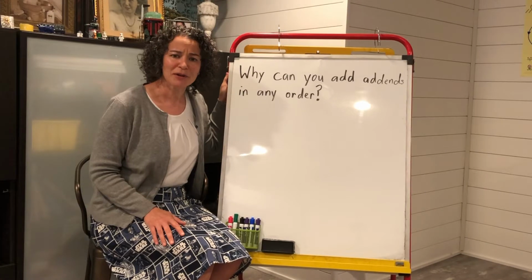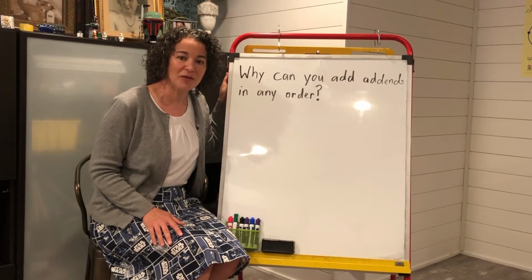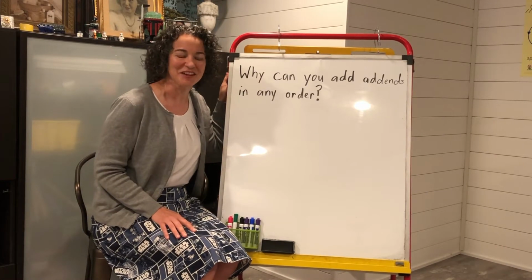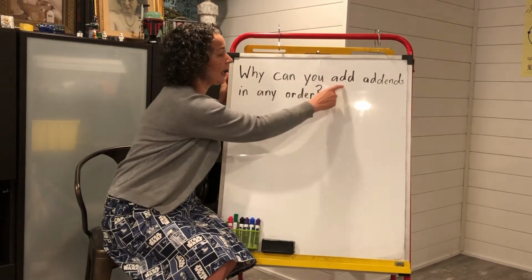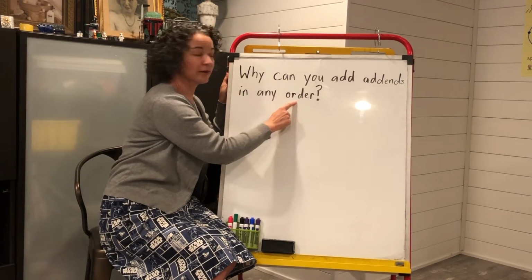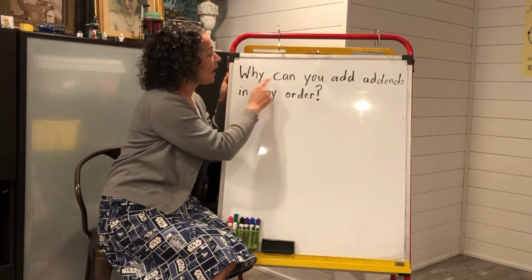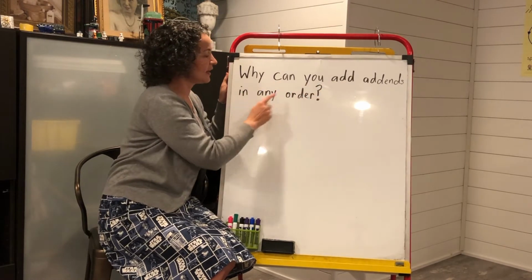We're going to be working on adding with changing the order of the addends. Let's get started. All right, my friends, let me read the essential question by myself the first time and you read it with me the second time. Why can you add addends in any order? Read it with me this time. Why can you add addends in any order?